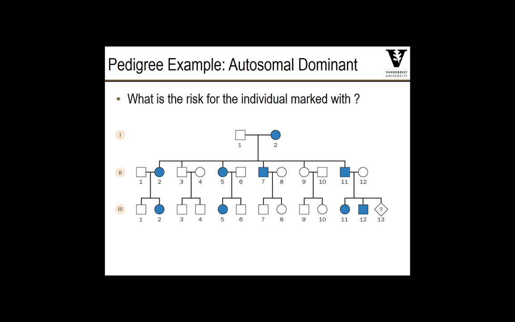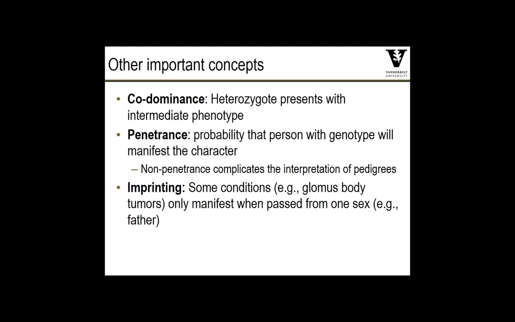All right, so just other important concepts that I want to touch on very briefly because they might come up. The idea of codominance is that a heterozygote presents with an intermediate phenotype. So this is when the phenotype isn't completely dominant because you don't end up with an identical phenotype to the homozygous carrier. But you do have an intermediate phenotype, meaning if it's a disease, for example, maybe you're slightly worse than people who are not carrying an allele.